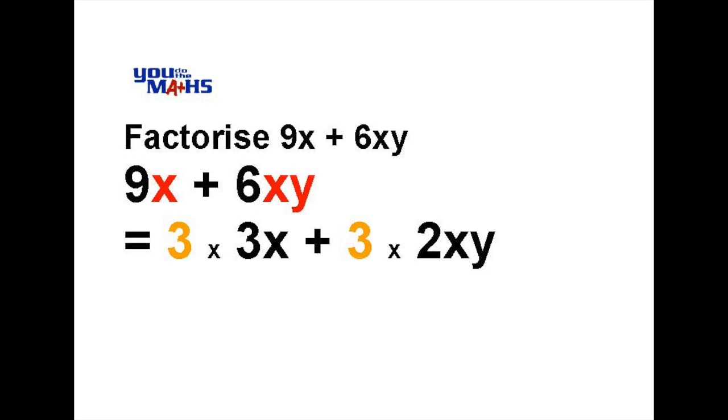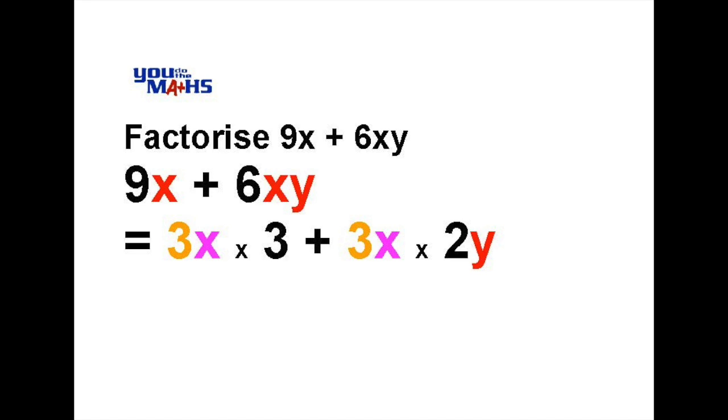Now we have a look at the letters involved in both terms, and we try and look for common letters. We can see that in the first term there's an x, and the second term there's also an x. So what we'll do is we'll take the x outside the front of the first term, place it next to the 3, and there's no x next to the original 3, and we've also taken the x outside the second term, so we've got 3x multiplied by 2y.